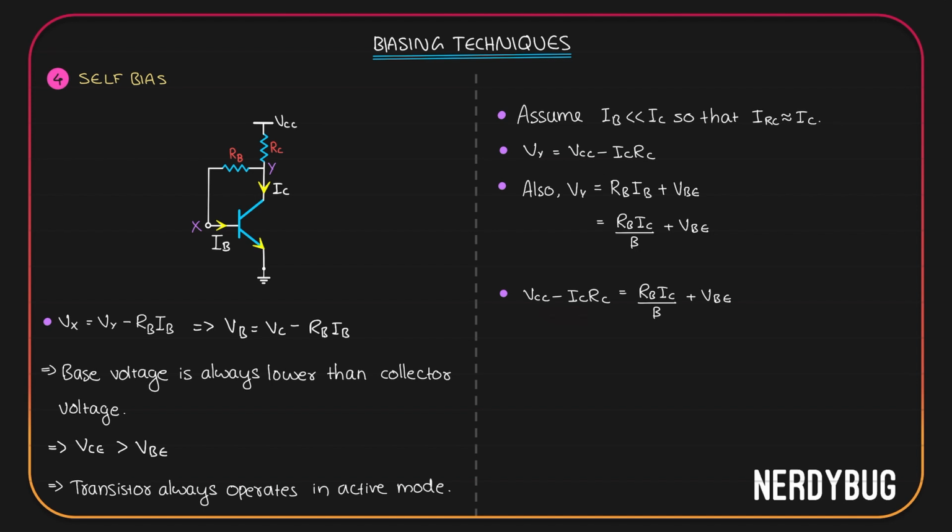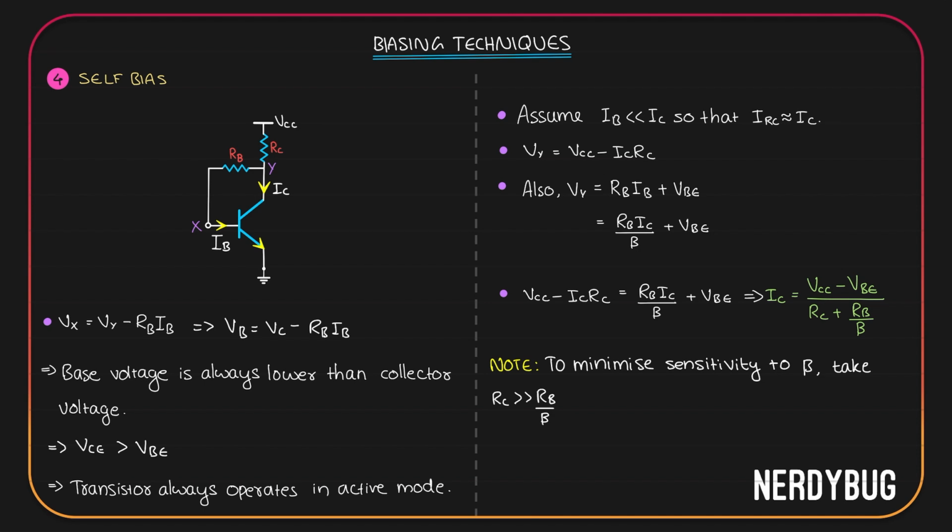VCC minus ICRC is equal to RB IC by beta plus VBE. Rearranging this equation, let us find an expression for IC. We get IC is VCC minus VBE divided by RC plus RB by beta. But there is a problem. We have beta in the equation for IC. We have already discussed why IC should not be dependent on beta. So we have to do something.